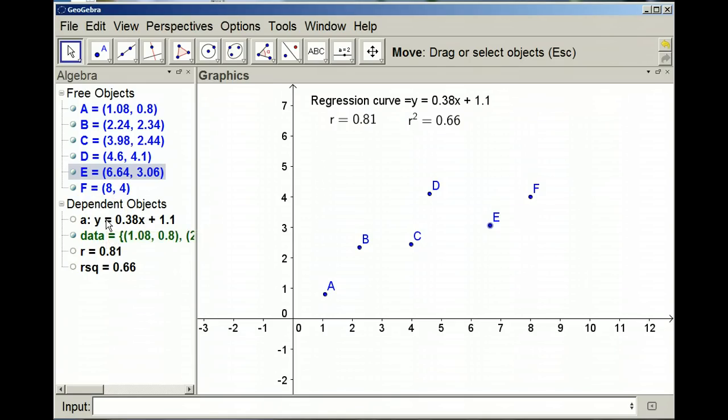Data is the set of points. And then I also calculated R, the correlation coefficient of the data. R turns out to be 0.81.